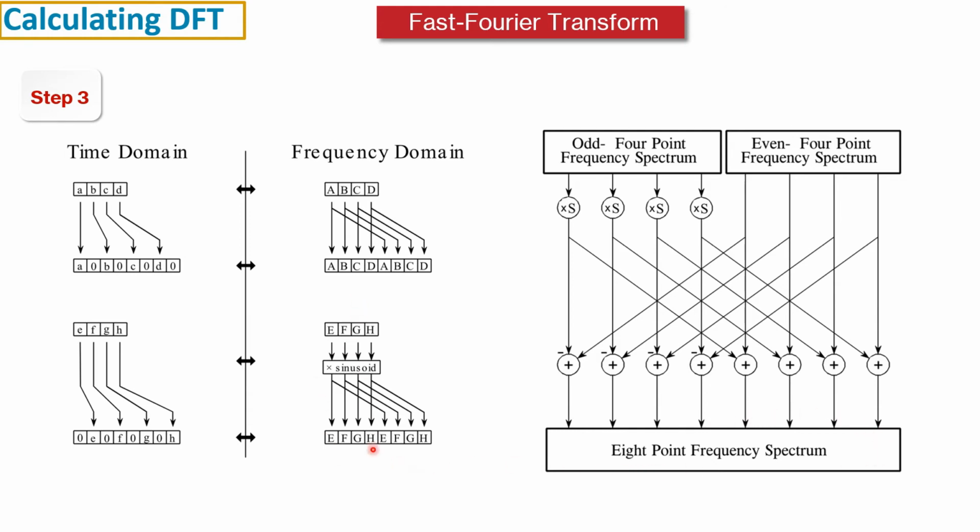So by adding these two, right, even ones are going straight, okay, without multiplication with the sinusoid, and these we call them odd ones. So the odd 4-point frequency spectrum are first multiplied with sine or cosine. These are the sinusoid waveforms. So these are multiplied with sinusoid waveforms of an appropriate frequency, okay, and then added, okay.